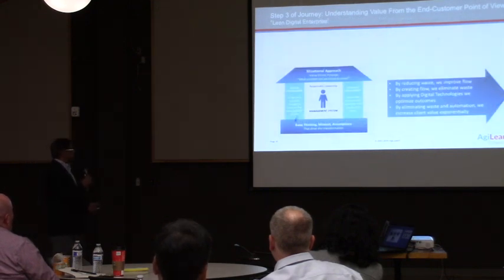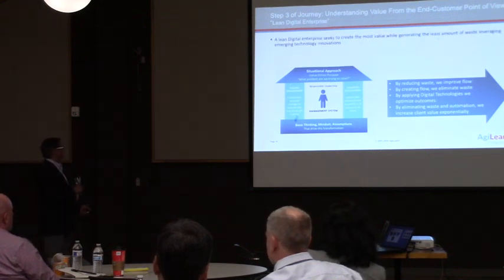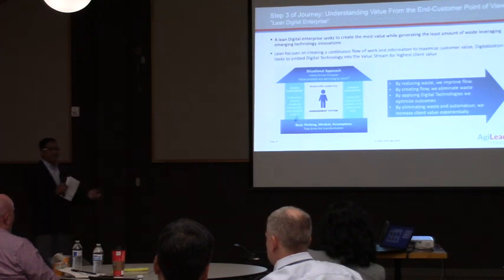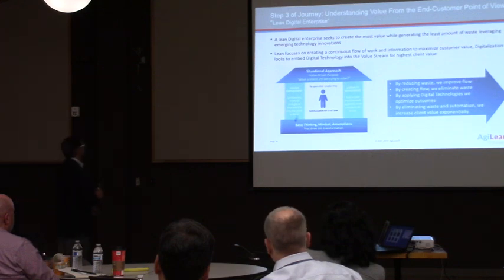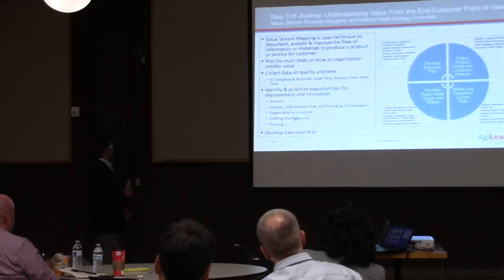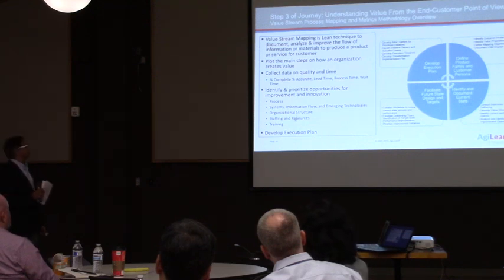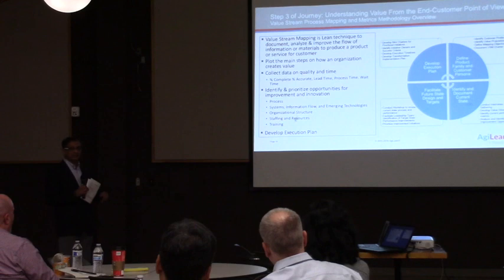So, more about lean, as you see, by reducing waste we improve flow, or by creating flow we eliminate waste. Use all these lean techniques to create a lean digital enterprise. That's the essence that I wanted to bring up as part of this slide. Even for doing our value stream mapping, from your business layer to the underlying technologies for implementing digital transformation, you need to keep the lean aspects in consideration.